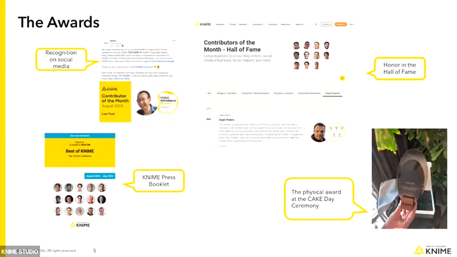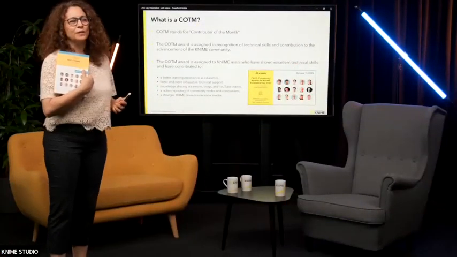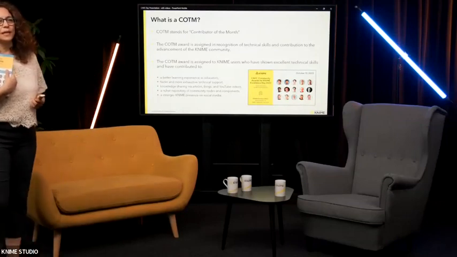So what do you get for the awards? Of course, you get recognition on social media. You get the honor to be in the KNIME Hall of Fame on the KNIME page. You get a physical award, a physical trophy. That's what we are going to distribute today. And then you get the KNIME Press booklet. In this booklet, we write or collect an article already written by or about the current contributor of the month. So we have here this Best of KNIME collection. The book here is printed on paper, but of course you can also download it as PDF from the KNIME Press webpage.